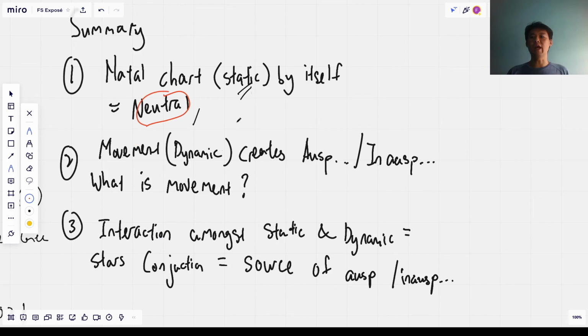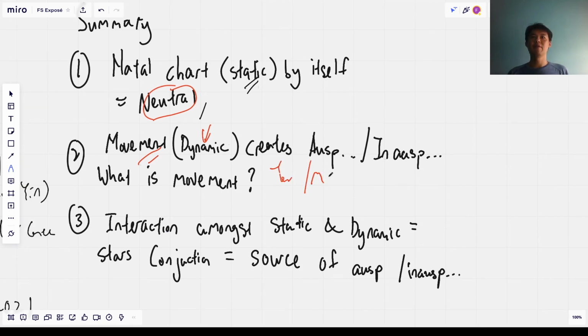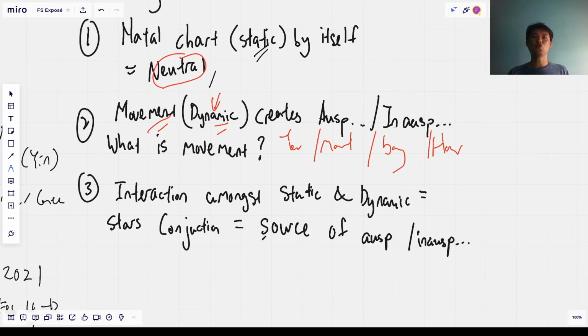So it's neutral. Neutral means it does not have any auspiciousness or inauspiciousness. Only when there's movement, and where there's dynamic, the movement and the dynamic part of it creates auspicious and inauspicious. So what is movement? Movement is the year, month, day, and hour charts that we saw earlier on. That just demonstrated how to plot the hour chart, and also the month chart. There's movement and there's the dynamic part of things, and when these two elements, the static and the dynamic, meet each other, it is termed the star conjunction. And this star conjunction is actually the source of auspiciousness and inauspiciousness.